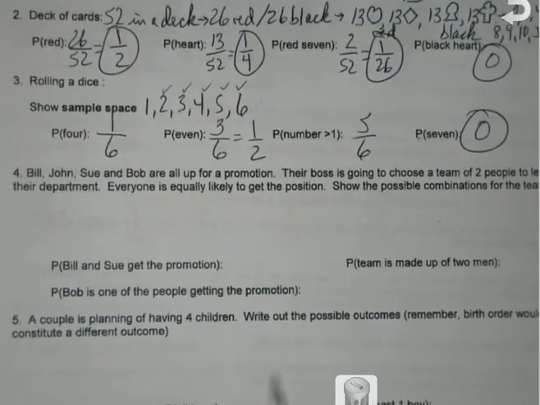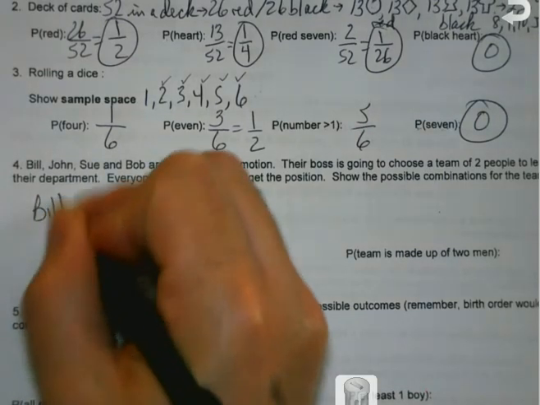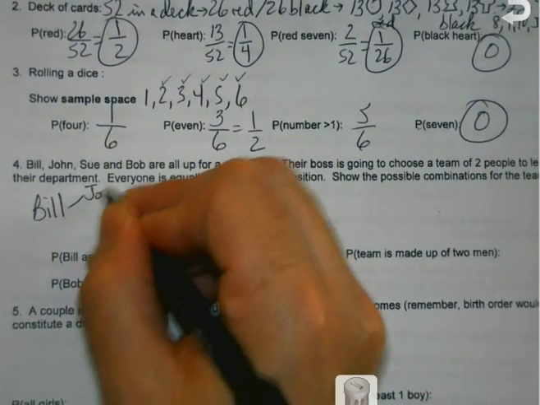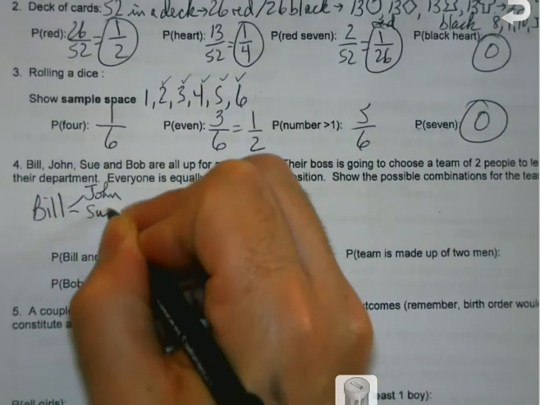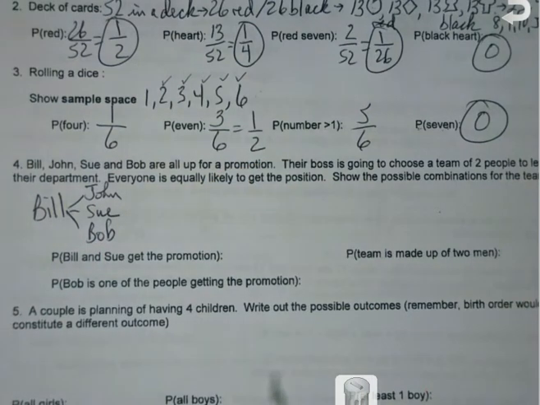So let's expand it a little bit. Bill, John, Sue, and Bob are all up for a promotion. The boss is going to choose a team of 2 people to lead the department. Everyone's equally as likely to get the position. Show the possible combinations for the team. I like drawing pictures with this, and unfortunately we have 2 people that start with B, or I'd just be using first letters of names here. So Bill could team with John, Sue, or Bob. Now those aren't the only possible teams. So then I go, okay, I already did Bill.